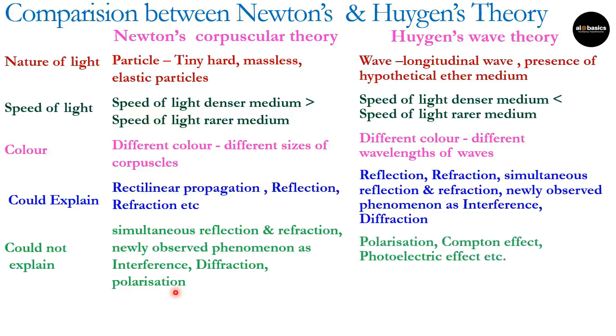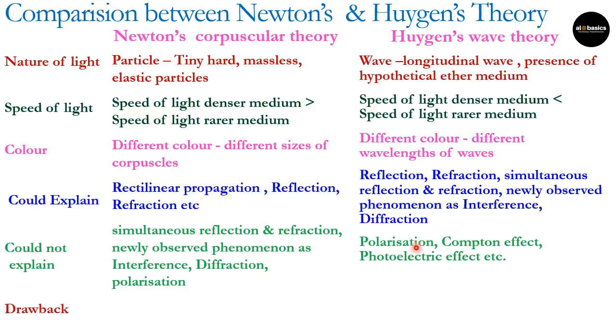Now what about Huygens' theory? It could not explain polarization, Compton effect, photoelectric effect, etc. In fact, polarization is applicable for waves, but still, as the consideration was that light is a longitudinal wave, polarization is not applicable to longitudinal waves.